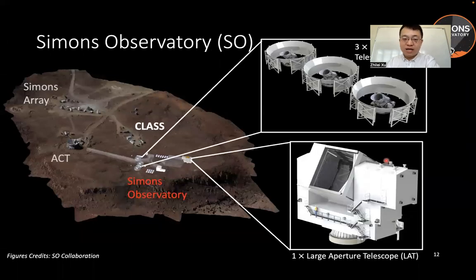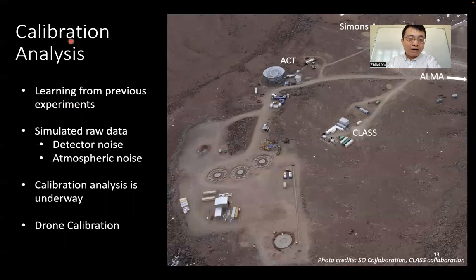Then moving over to Simons Observatory, this is another thing we're actively working on. Simons Observatory has three small aperture telescopes similar to CLASS, and also one large aperture telescope. Right now, the calibration analysis is ongoing. Even before the instrument is deployed, we are first learning from previous experiments. Before we have the real data, we simulate raw data considering detector noise and atmospheric noise, and the calibration analysis is actually underway.